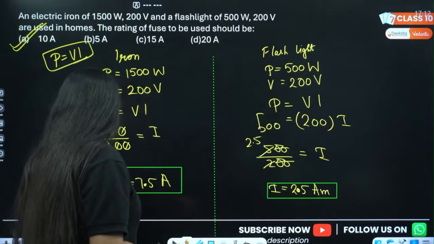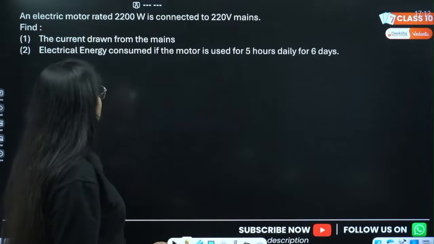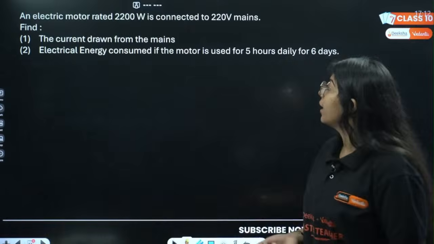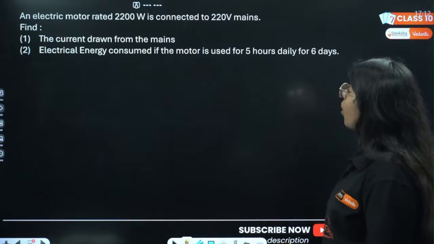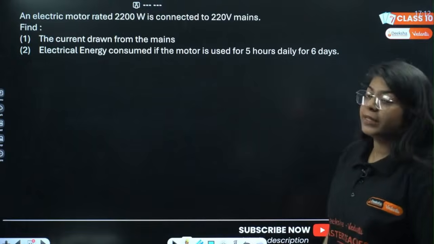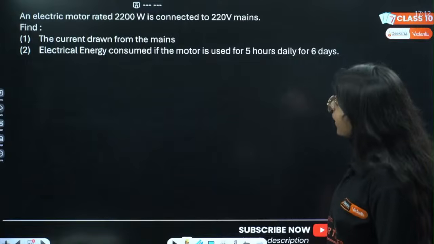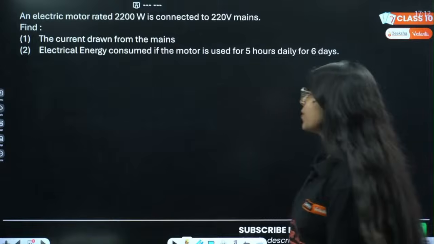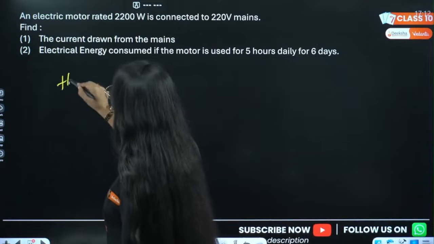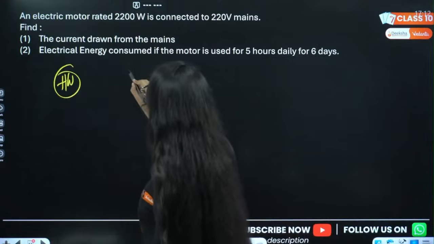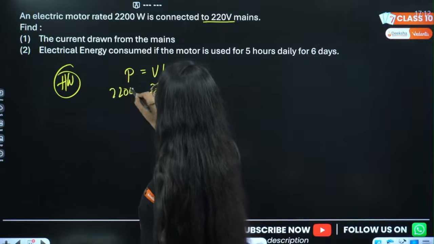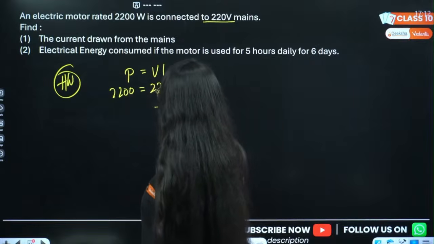Chalo. Next question is: an electric motor rated 200 watt is connected to 220 volt mains. The current drawn from the mains will be what? This is the same, so this is your homework. Okay? The first part is your homework. Power equals V into I. V is 220 and this is 2200. Oh, I just solved it. The calculation even is very easy.